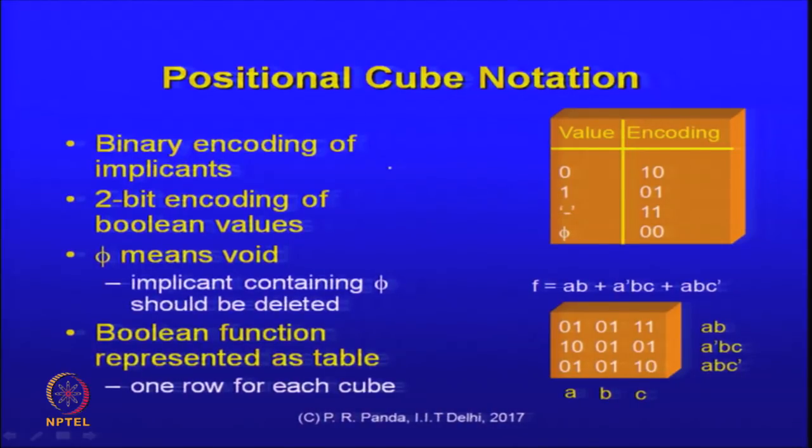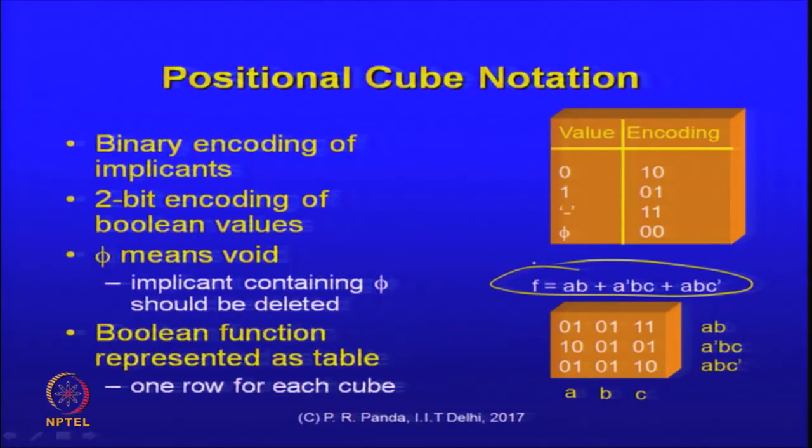So, let us introduce the positional cube notation. I have a function like this. How do I represent it? We have talked about this off and on, we did not really get to the actual representation. This positional cube notation could use a binary encoding of a particular manner for the implicants. That encoding could look like this.